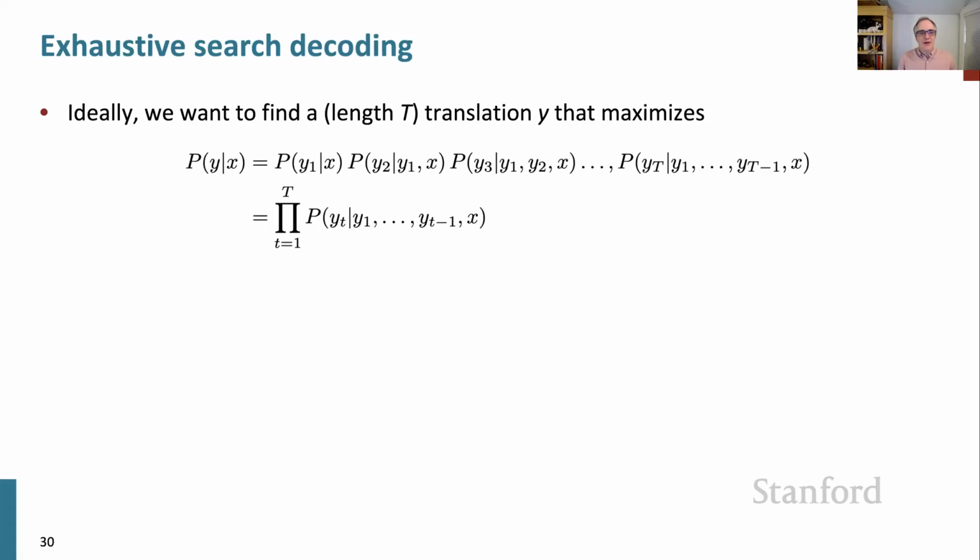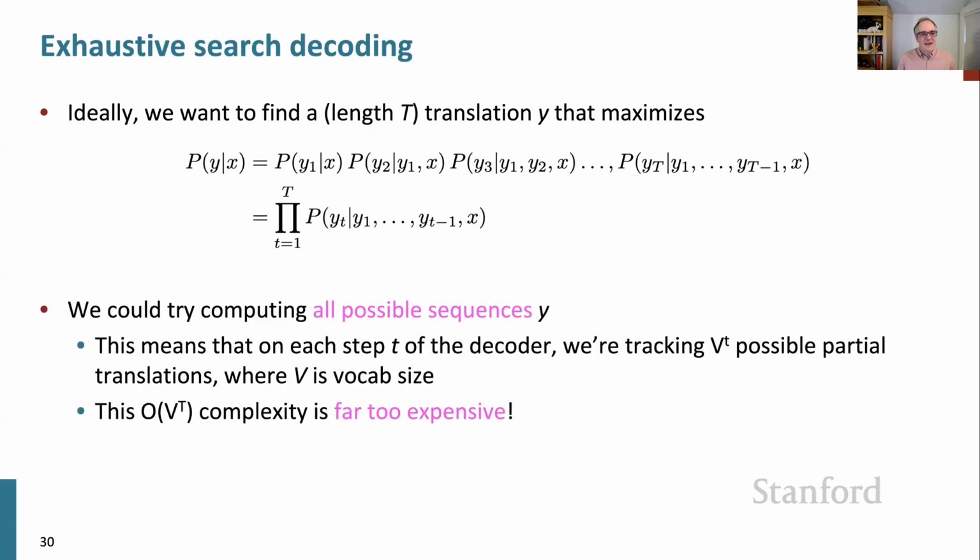And at least if we know what the length of that translation is, we can do that as a product of generating a word at a time. And so to have a full model, we also have to have a probability distribution over how long the translation length would be. So we could say this is the model, and let's generate and score all possible sequences y using this model. And that then requires generating an exponential number of translations, and is far, far too expensive.